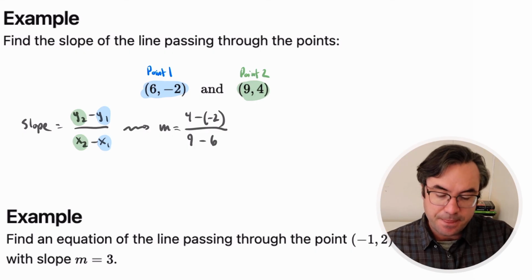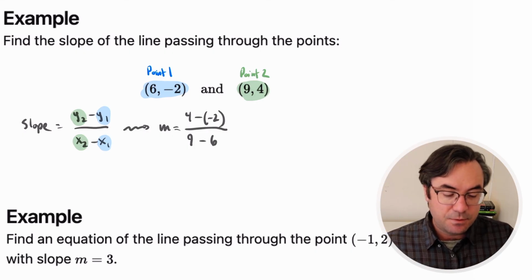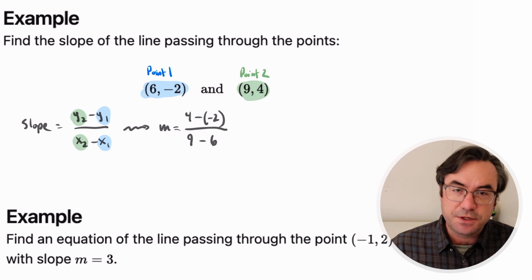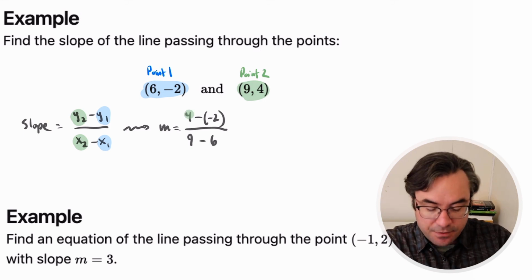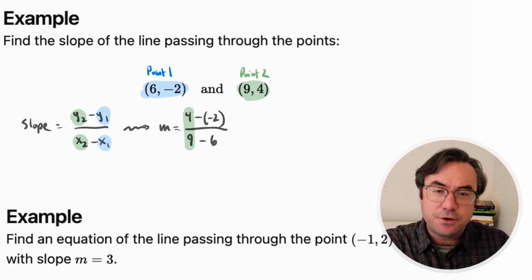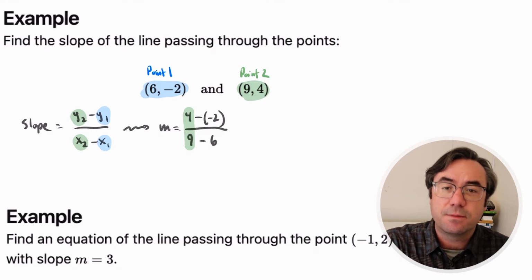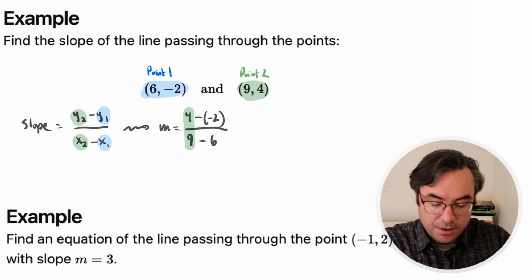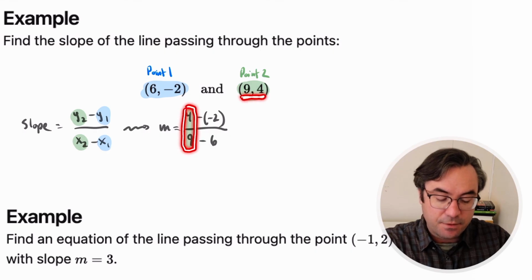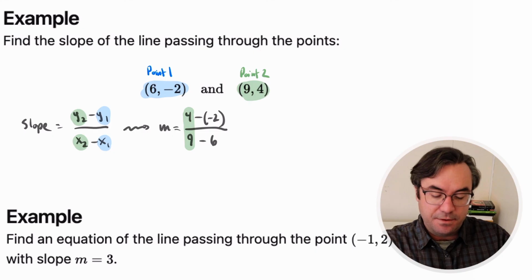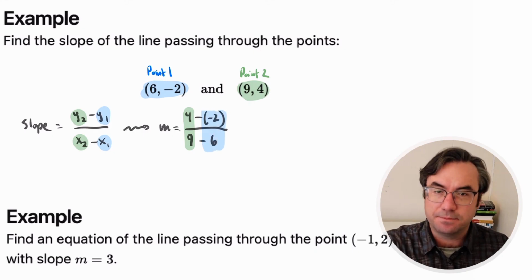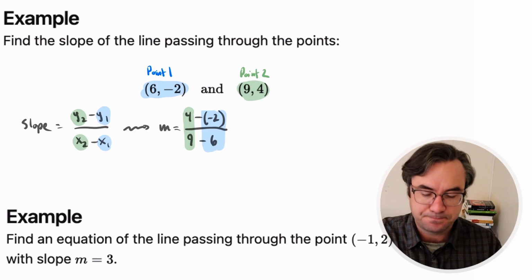and then I'm subtracting the x-coordinate from point 1, which is 6. And again, the thing to be careful of when you're using the slope formula here, you just got to make sure that the values you're using are all coming from the same point. So the 4 and the 9 are coming from point 2. They match up. And then the negative 2 and the 6 are coming from the other point. So we have the order correct.